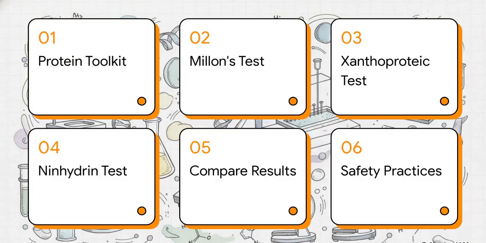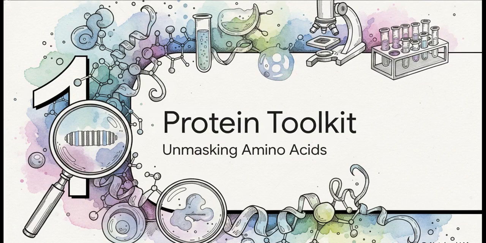Here's our structured roadmap for today. We've got 1, Protein Detective Toolkit; 2, Millon's Test, finding tyrosine; 3, Ninhydrin Test, aromatic acids; 4, Ninhydrin Test, free aminos; 5, comparing the test results; and finally 6, safety and final thoughts. Let's jump into Section 1, the Protein Detective Toolkit, Unmasking Amino Acids.